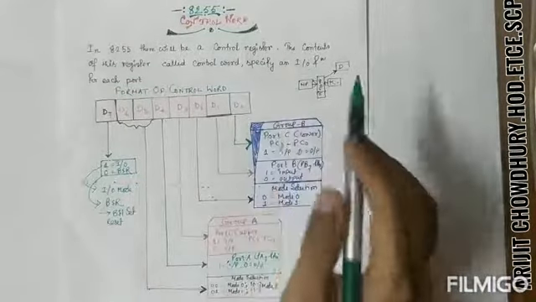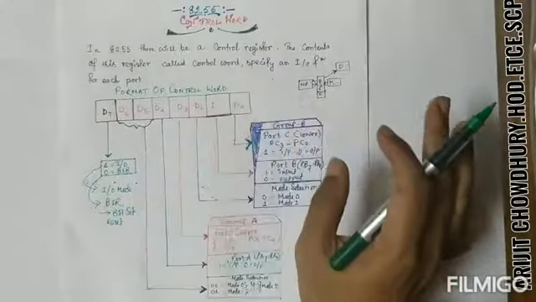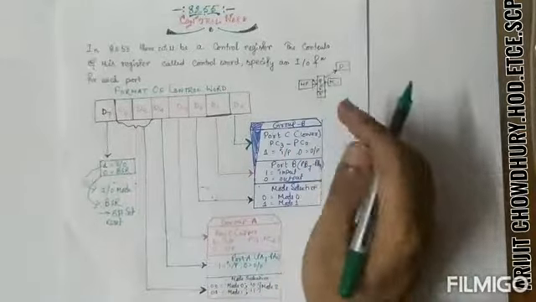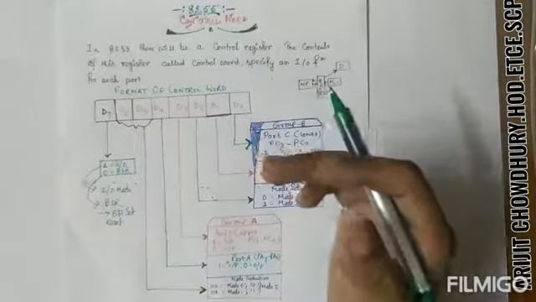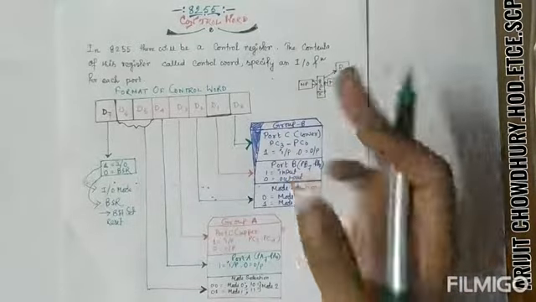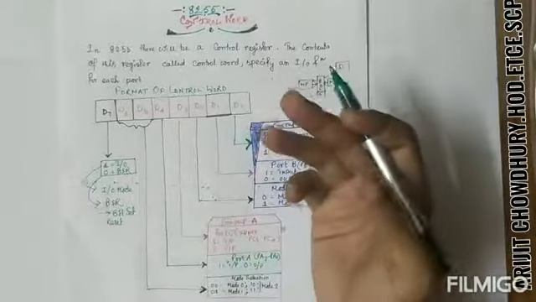There are several ports in 8255. These are port C, port A, port B, three ports. These ports act either as input or output. It may be an input port or an output port.